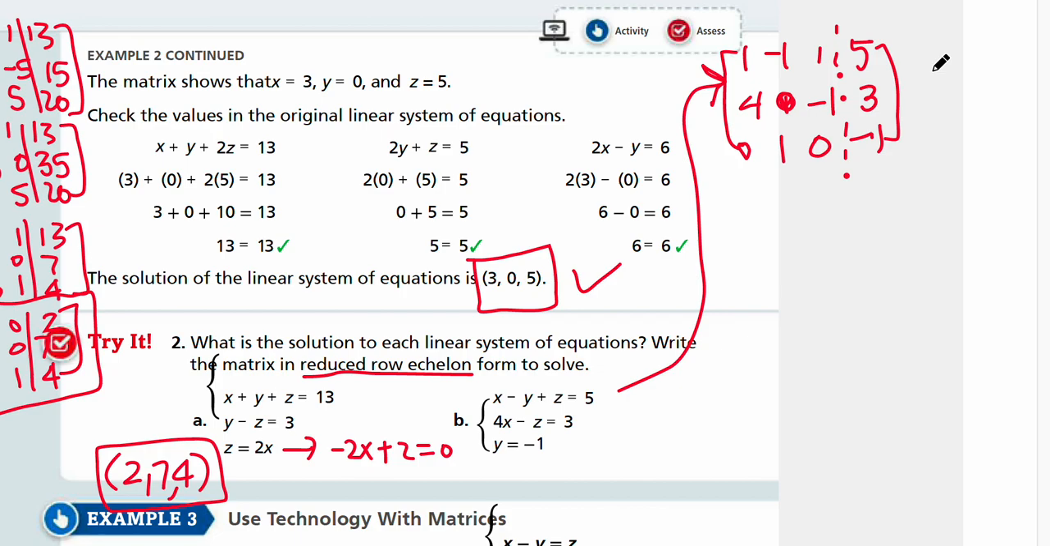Yeah, so here you can start with switching the second and third row so that you can get 0, 1, 0. Your y is already solved for, right? So you can just switch these rows. 1, negative 1, 1, 5, 0, 1, 0, negative 1, and 4, 0, negative 1, 3.